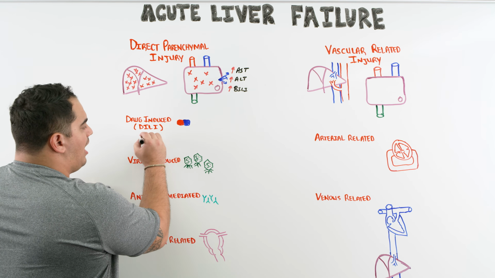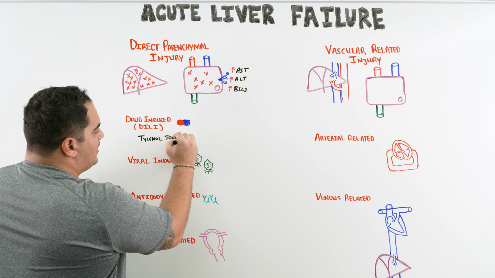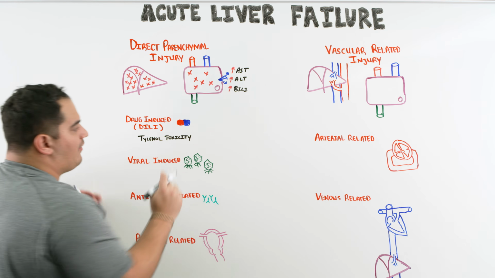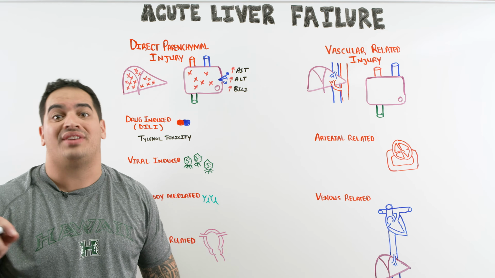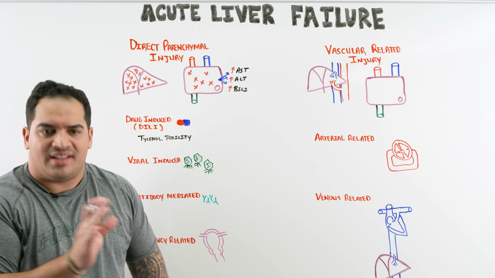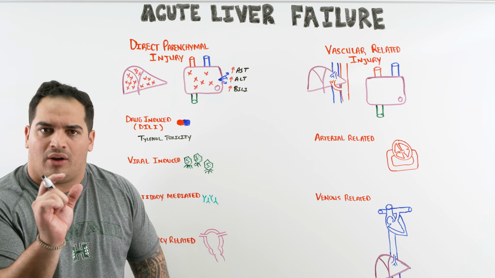Usually the most common one is going to be Tylenol, or acetaminophen. Tylenol toxicity is something that you'll see whenever a patient is taking more than 4 grams of Tylenol per day. Generally, if you take less than 4 grams per day, or at least 4 grams per day, you're within the normal recommended daily allowance.